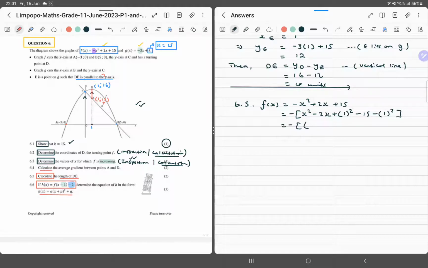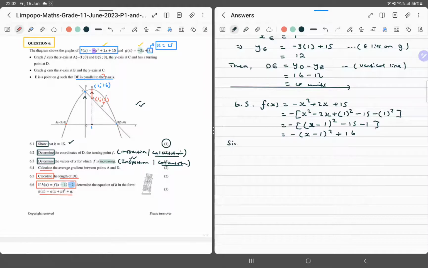Then we take what is under the square, take the original sign, and square that business: it's minus 15 minus 1. So this is now minus into x minus 1 squared, and this is basically going to be 16 right here. Minus 16 times minus 1 is going to be plus 16. So we are great, because this gives us the coordinates of the turning point.